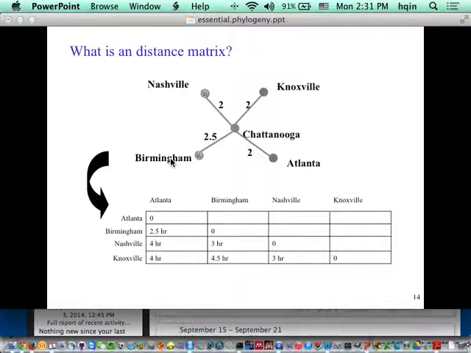Let me use a different example. This time I use real distances to generate a tree. Those are the travel distances between four cities: Nashville, Knoxville, Atlanta, Birmingham. And those are the times you travel between those cities. Atlanta to Birmingham, 2.5. Atlanta to Nashville, 4 hours. To Knoxville, 4 hours. Birmingham to Nashville, 3 hours. Those are the distances, and then we want to use a tree to describe these four cities.